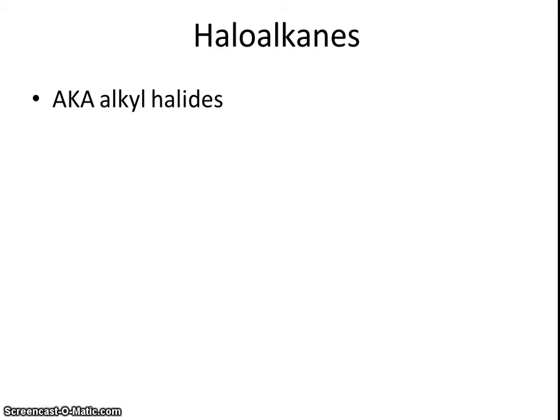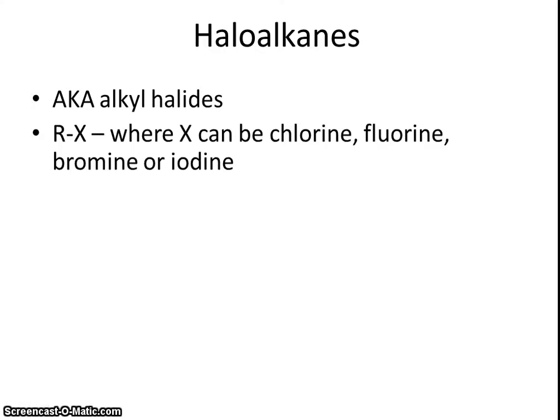Okay, so haloalkanes are commonly also known as alkyl halides. Alkyl just meaning a carbon chain, and halides meaning the halogen side of it. This is where you have the alkane chain, so R and X. X can be chlorine, fluorine, bromine, or iodine. So they will be chloro, fluoro, bromo, and iodo. I quite like iodo because it sounds funky.